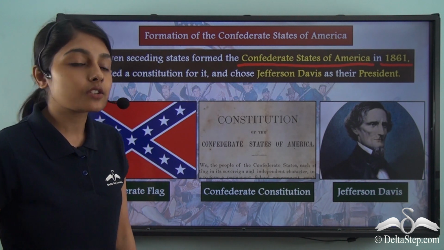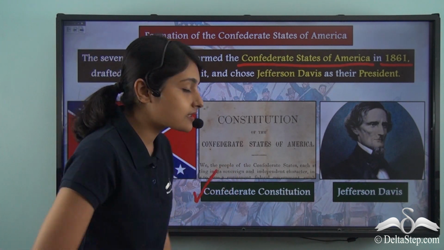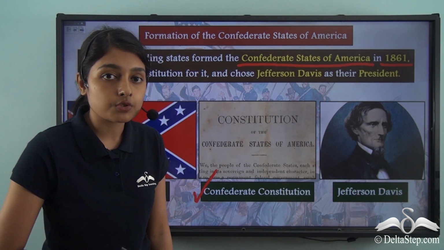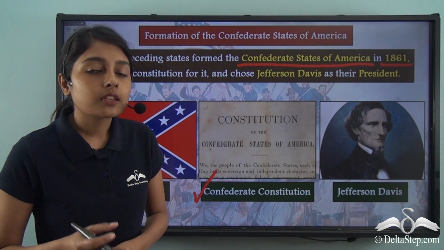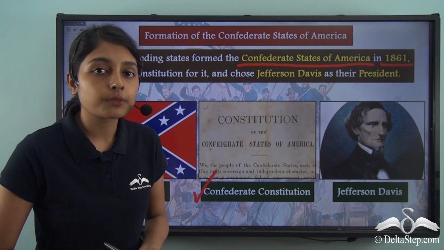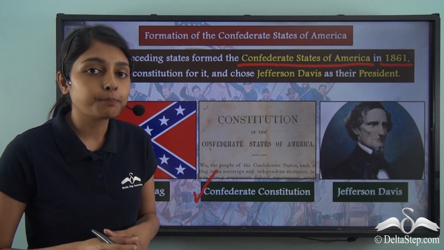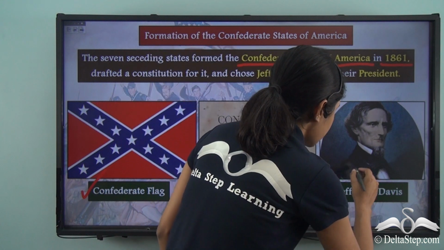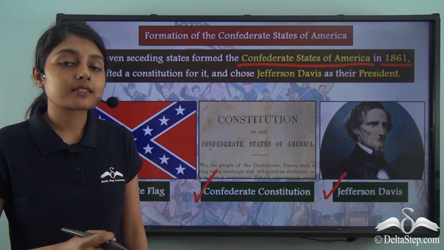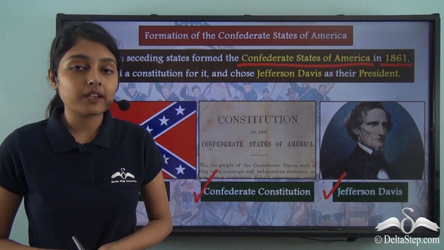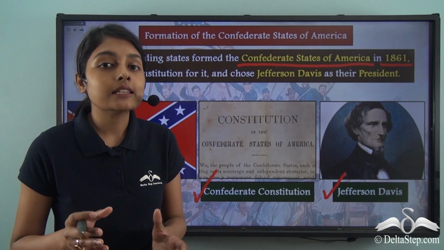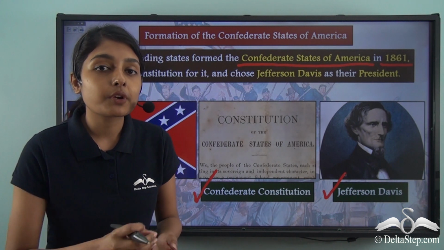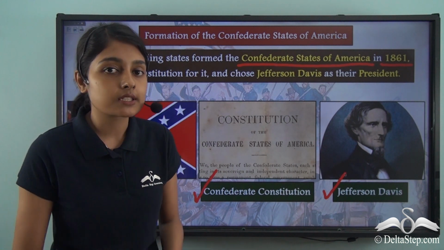Along with this, they also drafted a new Confederate Constitution. This Confederate Constitution was very different from the US Constitution. So in every possible way, the Confederate States had broken away from the Union. And finally, and most importantly, they also had their own president. It was Jefferson Davis, who became the President of the Confederate States of America in the year 1861, and in this way the southern states had completely separated themselves from the Union government.